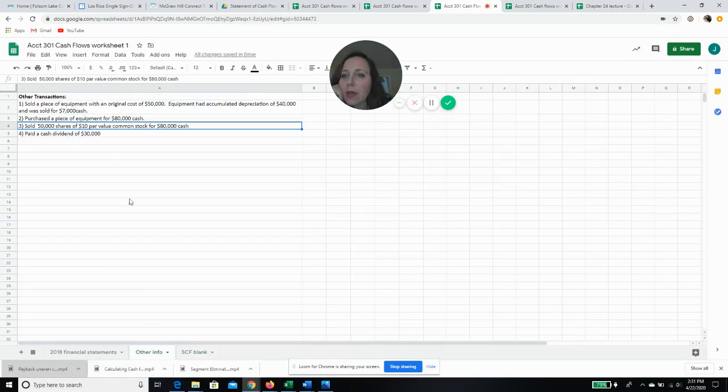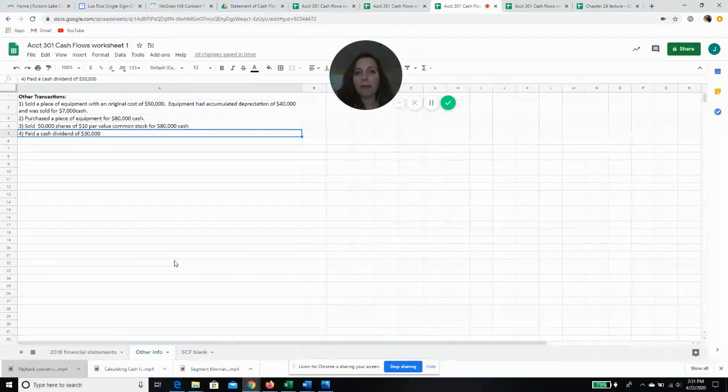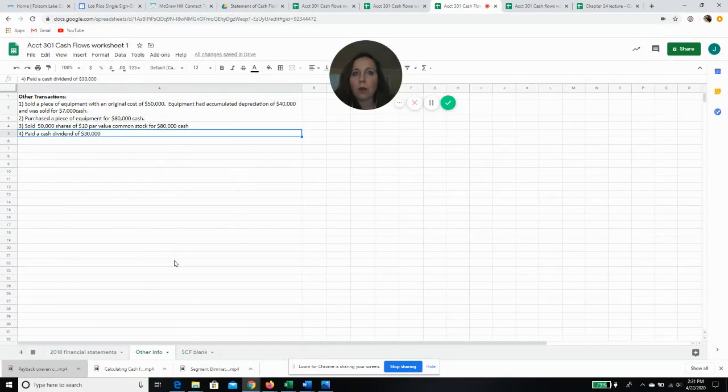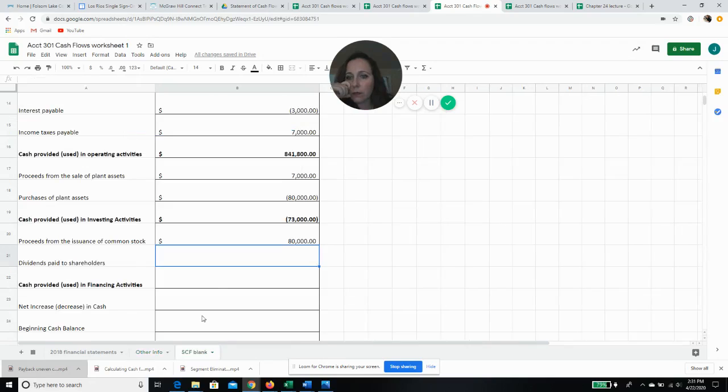And then going back to our other information, we paid a cash dividend of $30,000. When we pay a dividend, remember we debit either retained earnings or dividends payable, and we credit cash. That's a cash outflow of $30,000. So I'm going to do negative $30,000. Okay, so our cash provided or used in financing activity is a positive $50,000, so it's cash provided by financing activities. We had positive cash flow from financing activities.